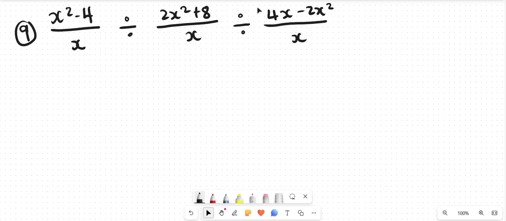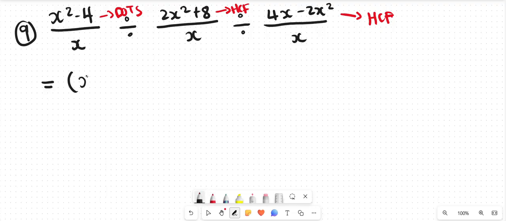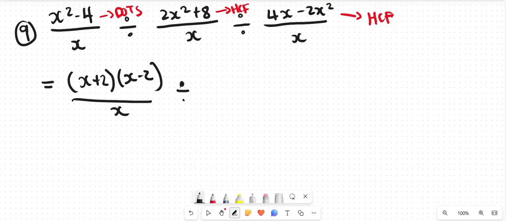Alright, let's do this next one. So we're given these 3 fractions there and we just need to simplify them. So yeah, let's get right into it. Let's factorize first. This is a difference of 2 squares. This is HCF. This is also HCF. So let's do all the factorization first. Difference of 2 squares gives me these 2 brackets. Again, guys, please go watch the factorization video for you to follow what's happening here.